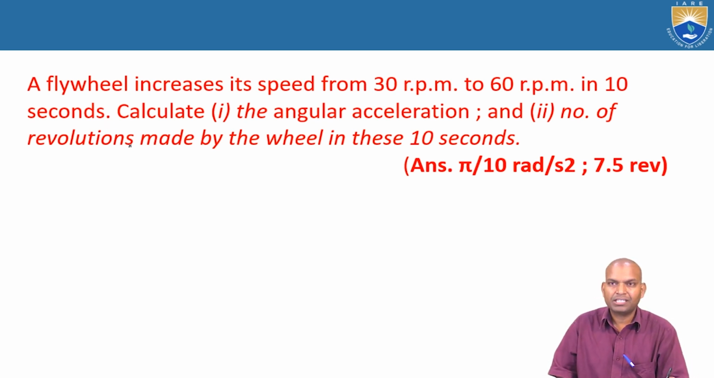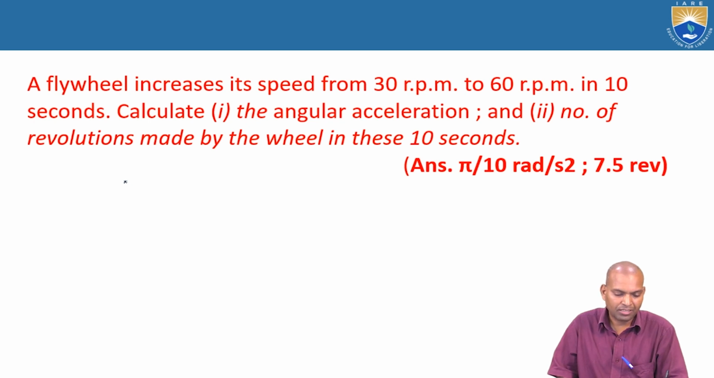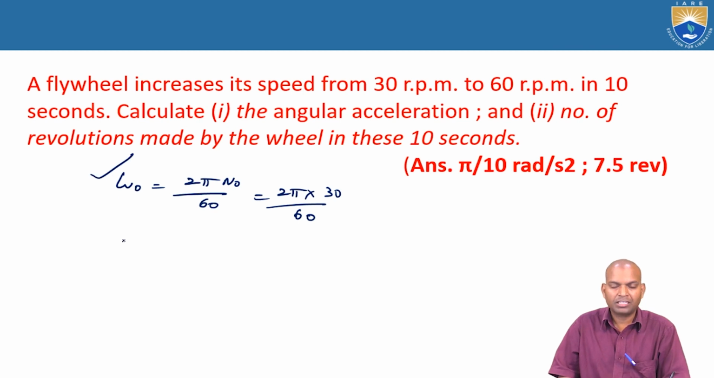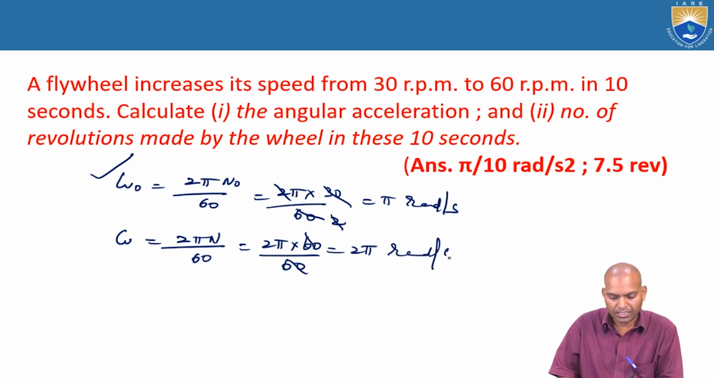Now, a flywheel increases its speed from 30 revolutions per minute to 60 revolutions per minute. What is 30 revolutions per minute? Initial angular velocity, omega naught equal to 2 pi n naught by 60, that is 2 pi times 30 by 60. We will get omega naught in radians per second, that is pi radians per second. Next, omega is the final angular velocity, 2 pi n by 60, 2 pi times 60 by 60, that is 2 pi radians per second.